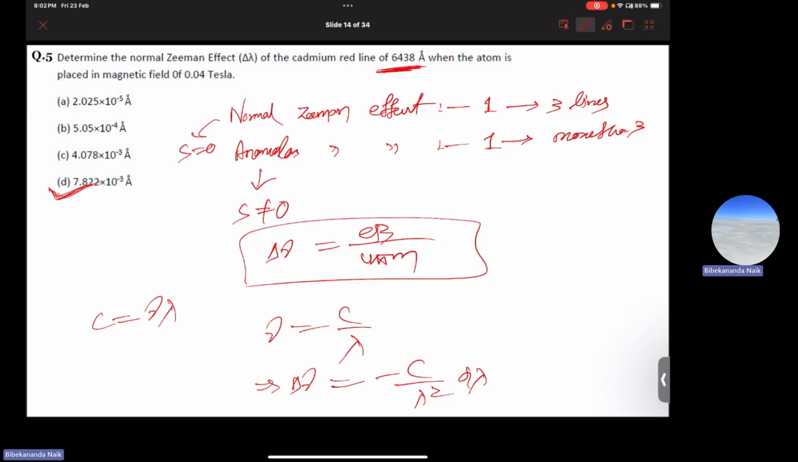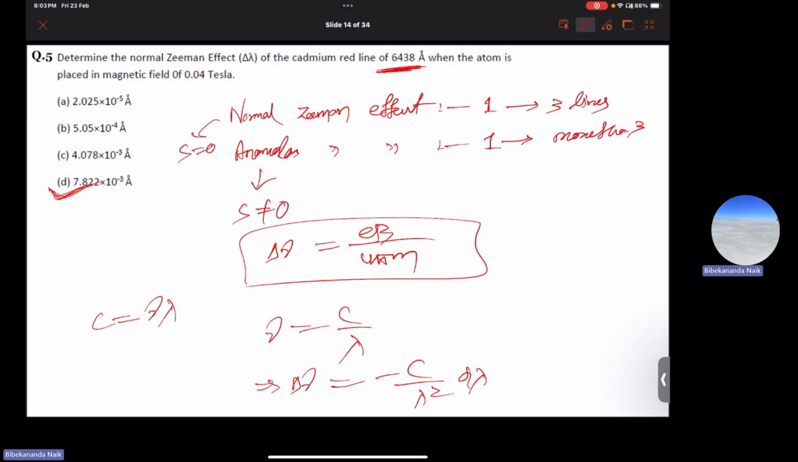So here in the question it was given to determine the normal Zeeman effect, that is the splitting of the spectral line, that is the change in wavelength of the cadmium red line of 6438 Armstrong when the atom is placed in a magnetic field of 0.04 tesla. When the atom is placed in a magnetic field, there is a splitting of the spectral line, and this effect is called the Zeeman effect. The Zeeman effect is of two types: one is the normal Zeeman effect, another is the anomalous Zeeman effect.